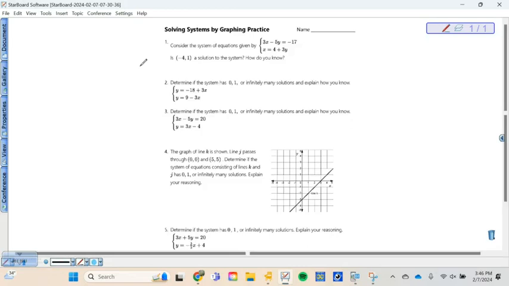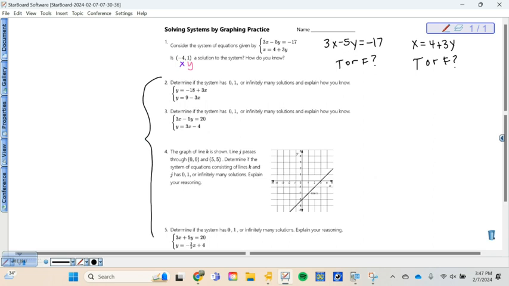All right, so this top one is just like number one on the problems from yesterday. What I would suggest you do is rewrite the equations over here on the side. And then you're plugging in X and Y. Negative 4 is your X, 1 is your Y. So if you plug in negative 4 for X and 1 for Y, you're checking to see, is this true or is this false? And then you do the same thing over here, and you check to see, is it true or is it false? If they're both true, then yes, it is a solution. But if one or both is false, then it is not a solution.